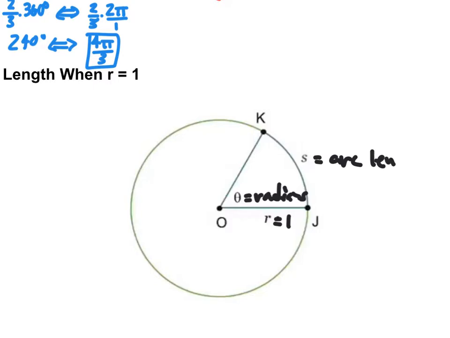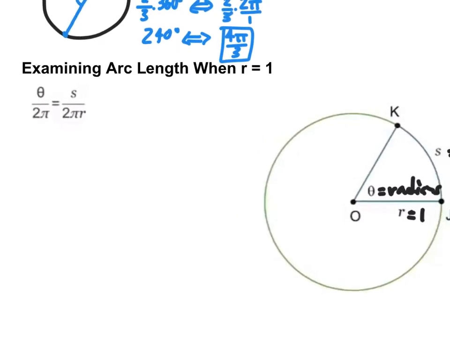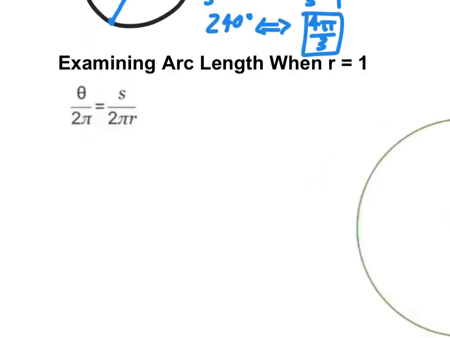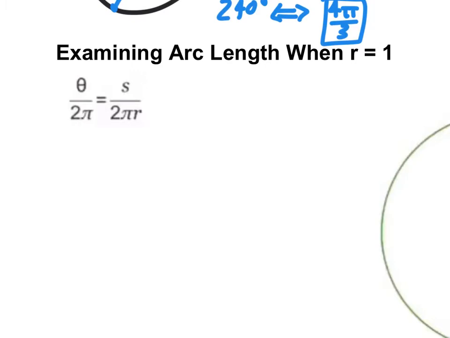Now I want to figure out what the relationship between theta and our arc length is when our radius is 1. That's kind of why I did that problem up there before. Let's plug in 1 for r. So theta over 2 pi is equal to s over 2 times pi times our radius, which is 1.